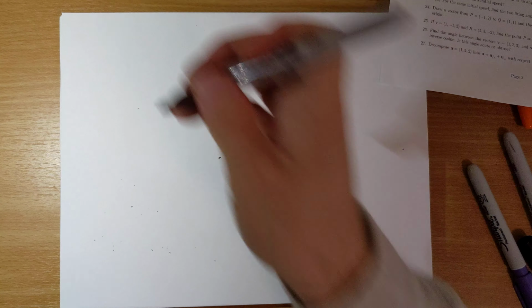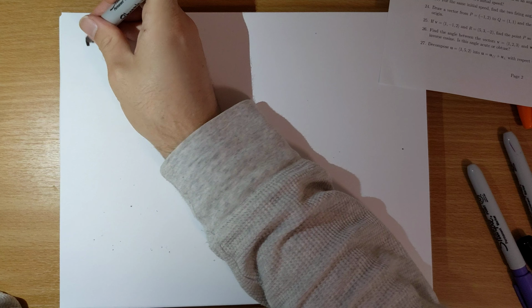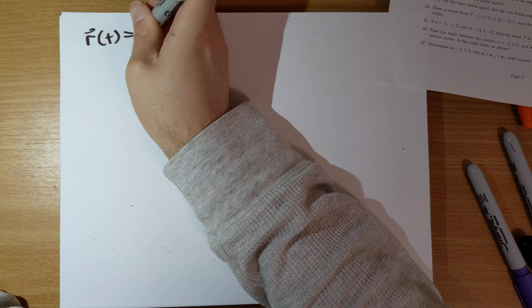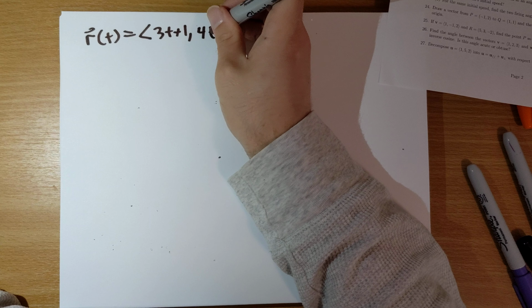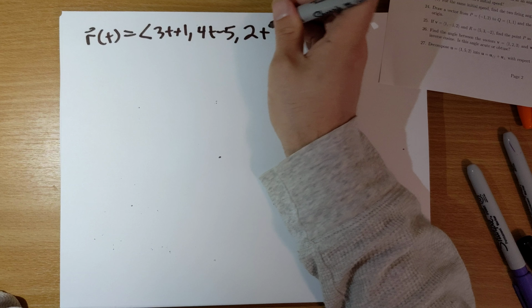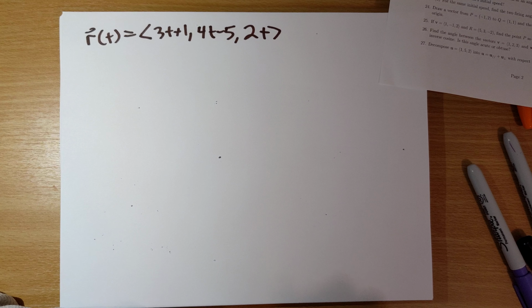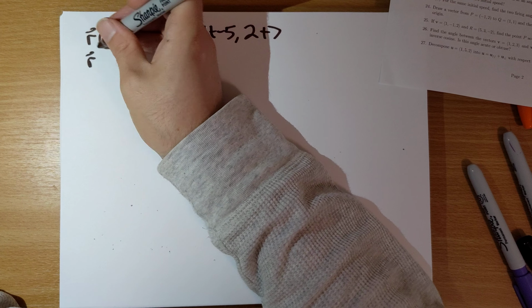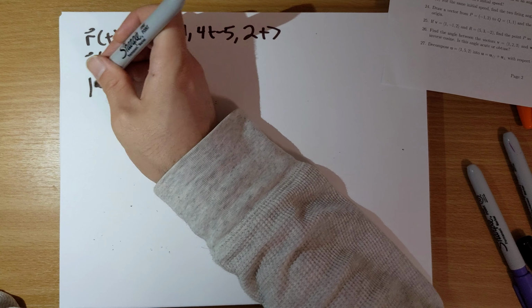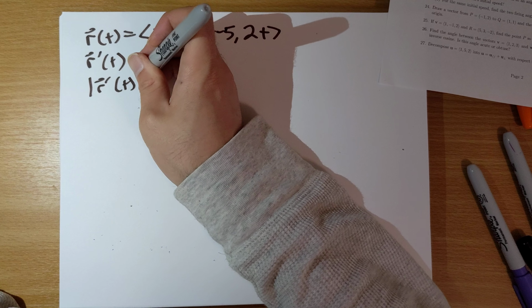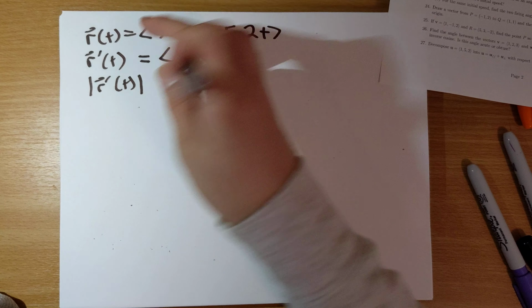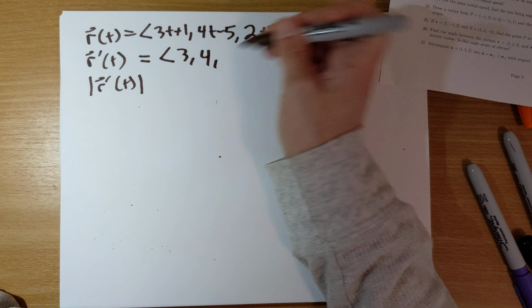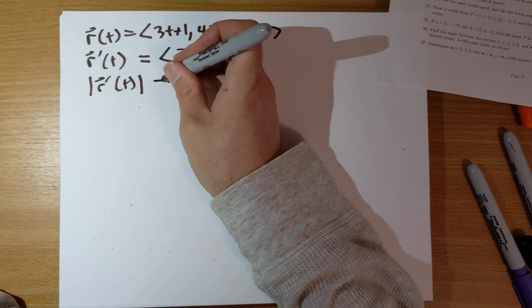Problem number 37, find the arc length parametrization for r of t is 3t plus 1, 4t minus 5, and 2t. So the first steps that we do here is that we need to calculate r prime of t and the magnitude of r prime of t. So r prime of t here, the derivative, is 3, 4, and 2.